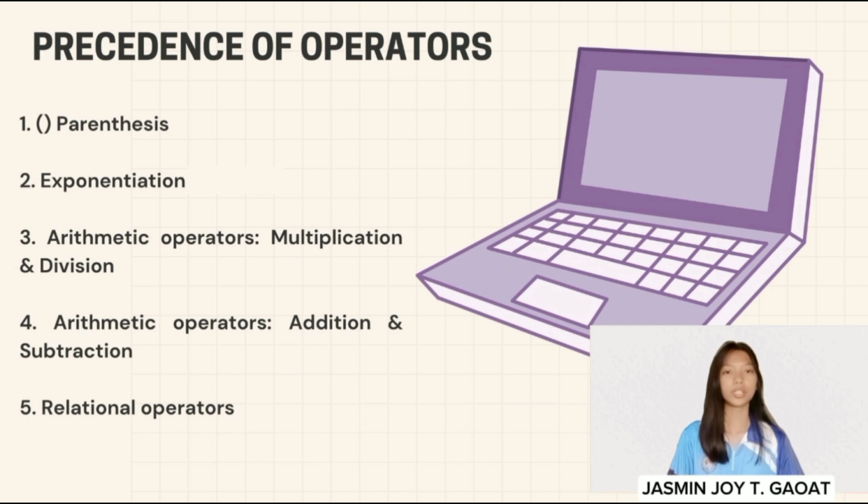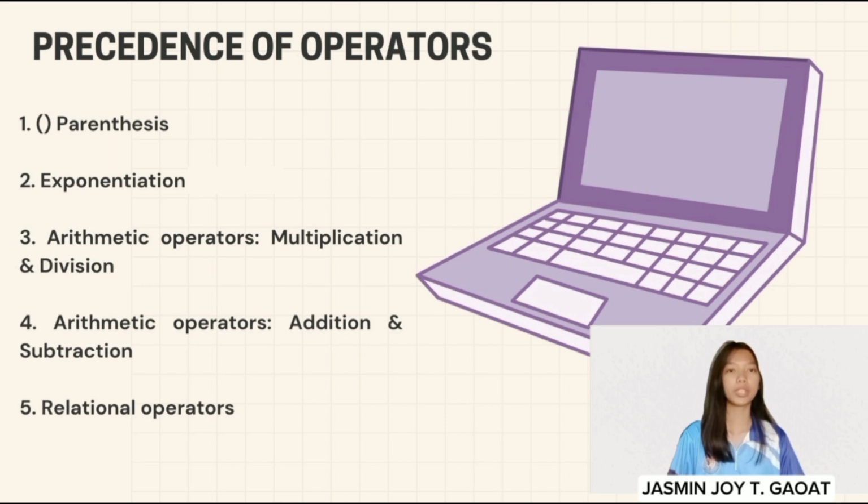Second is the exponentiation, meaning that any exponentiation like powers will happen before other operations. For example, 2 raised to 3 minus 4: first calculate 2 raised to 3, which is 8, and then subtract 4, and the answer is 4.